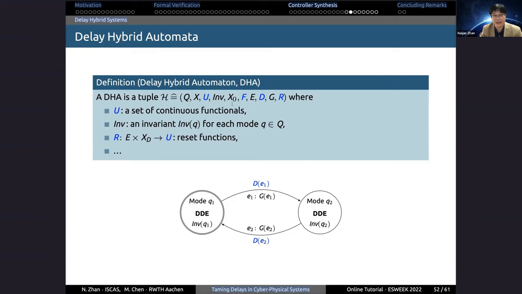Because states are functionals, X zero is certainly a subset of U. F is used to define the continuous flow, same as in the hybrid automata. But here F maps each mode to a delay differential equation rather than an ordinary differential equation. That is the difference. E stands for the set of discrete jumps, which is a binary relation among the modes, like E1, E2 in this picture.